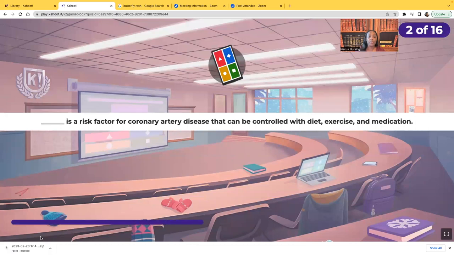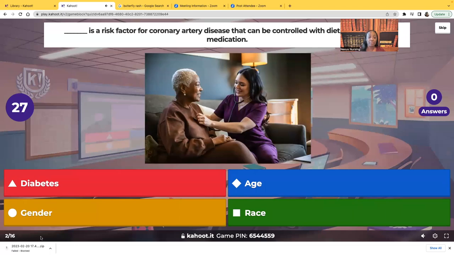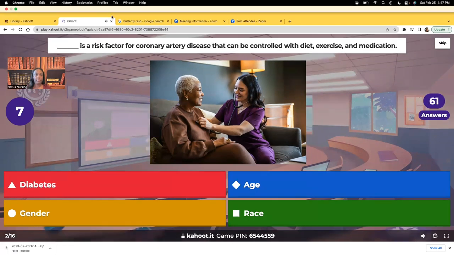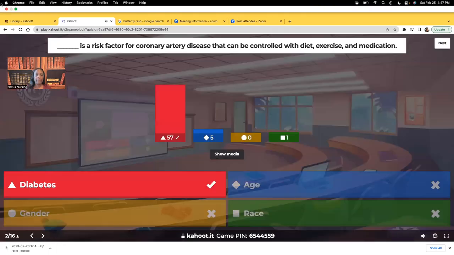Blank is a risk factor for coronary artery disease that can be controlled with diet, exercise, and medication. Is it diabetes, age, gender, or race? Let me move this out of the way. And the correct answer is diabetes.